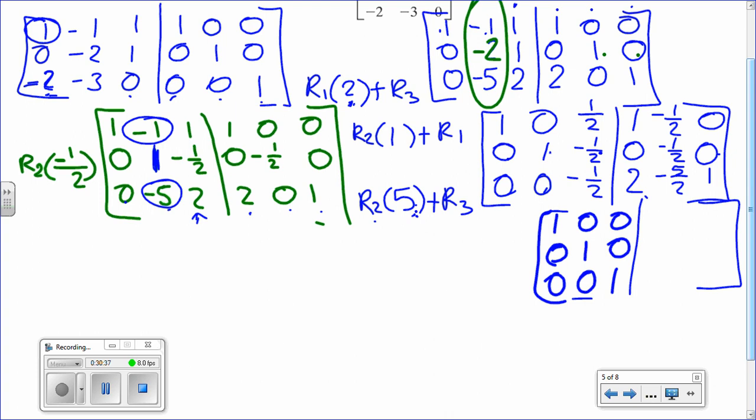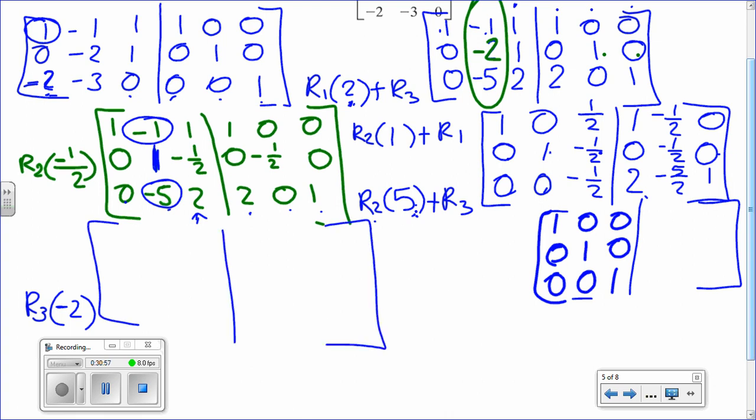Let's move to the third column. First thing to accomplish is making the 1. So what do I need to multiply R3 by? Negative 2. So just quickly, 0, 0, 1, negative 4, positive 5, and negative 2. I'm letting Julio go because he has a college class.